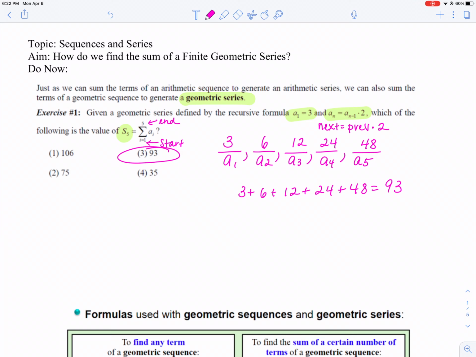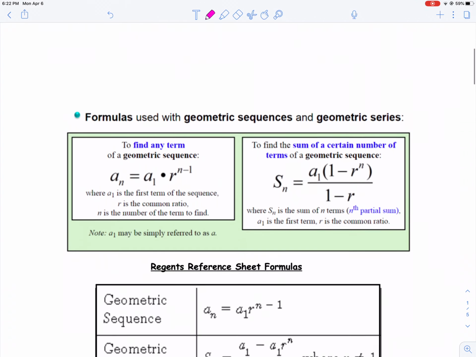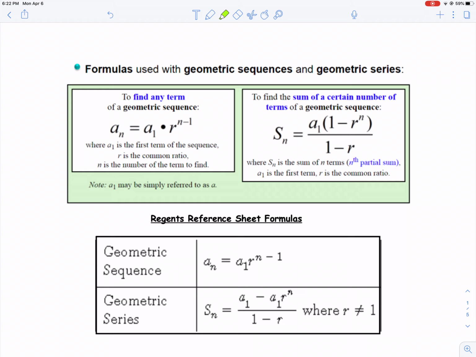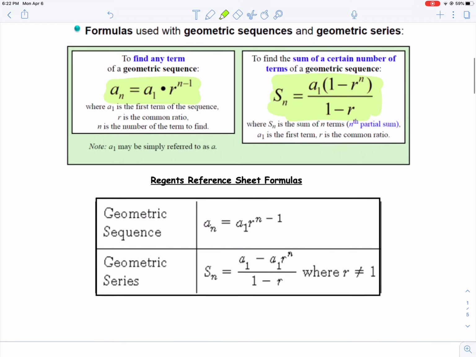Okay? So today, best news ever, you have your geometric sequence formula, a sub n equals a sub 1 times r to the n minus 1. Your geometric series formula, here you see it, to find the sum of any number of terms, s sub n, you take a sub 1 times 1 minus r to the n over 1 minus r. And it's funny, I don't usually use that. I actually distribute the a sub 1, and you're going to see it like this.